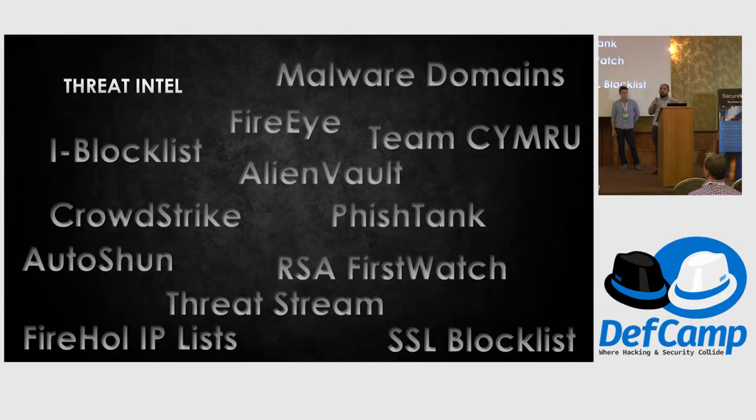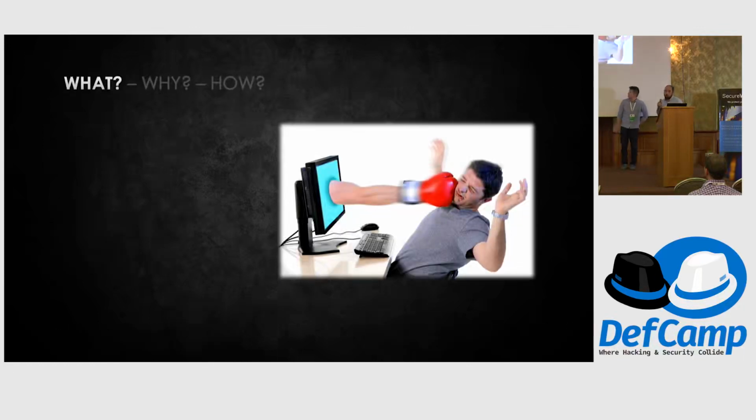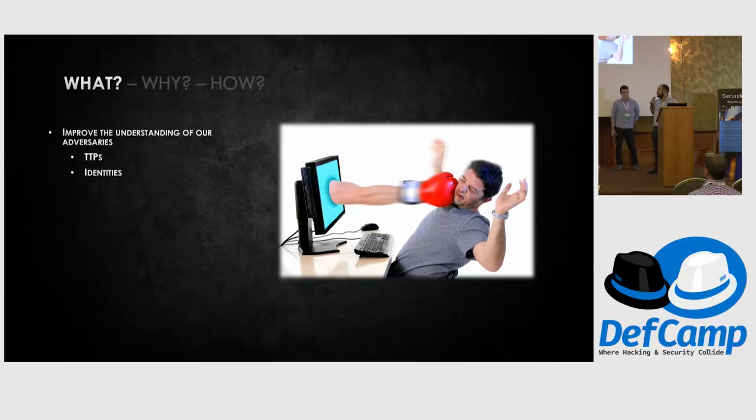So we try to divide this presentation into three main areas: what we are trying to accomplish, how we are trying to accomplish it, and of course why. So what we are trying to accomplish? We are trying to improve the understanding of the adversaries by understanding their techniques, tactics, and procedures. We are trying to see who they are and at least attempt to understand why they are attacking us, right? Additionally, we would like to leverage the existing infrastructure.